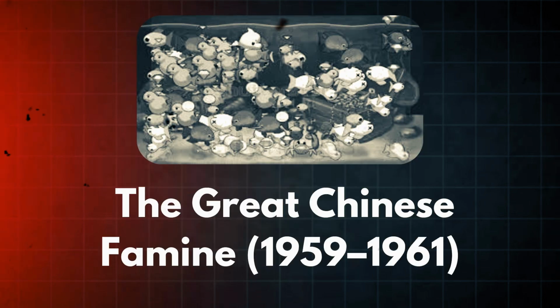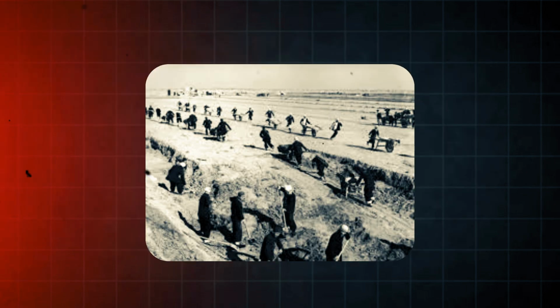The Great Chinese Famine, 1959 to 1961. This famine, one of the deadliest in human history, is often attributed to policy failures under Mao Zedong's Great Leap Forward in China. The Great Leap Forward forced rapid industrialization and collectivized farming. Unrealistic production quotas and the falsification of grain output data misled officials. Natural disasters compounded the crisis, but the primary issue was systemic policy failure.